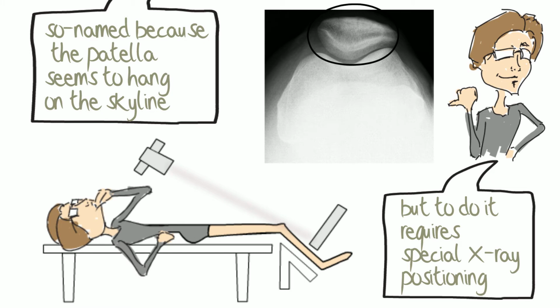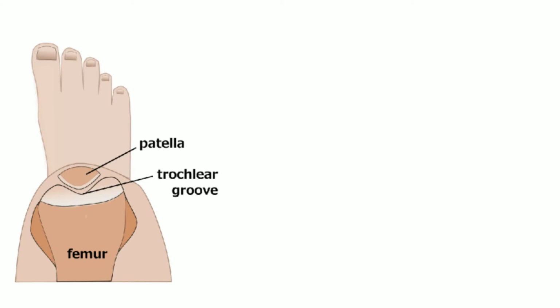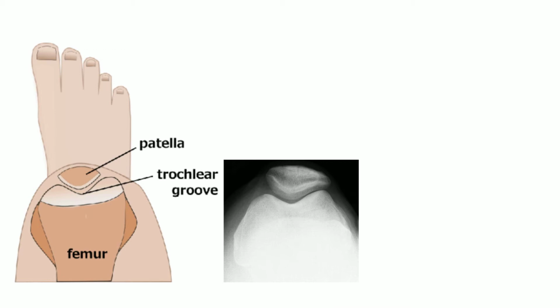To obtain a skyline view requires some special positioning. The X-ray beam passes down from above the patella at a particular angle so that the patella is clearly differentiated from the groove of the femur underneath it, and the patella is captured in profile from this position. Here's a drawing to show you exactly what I'm meaning, and an X-ray to allow you to compare to the drawing.